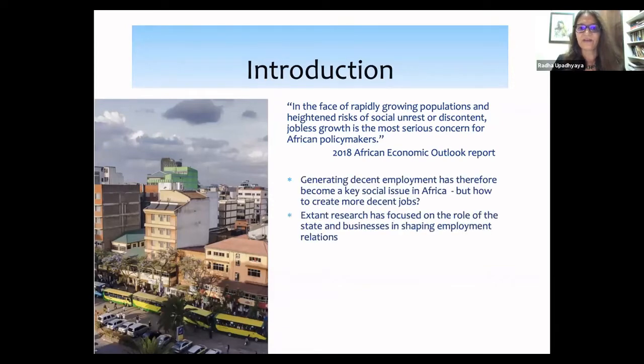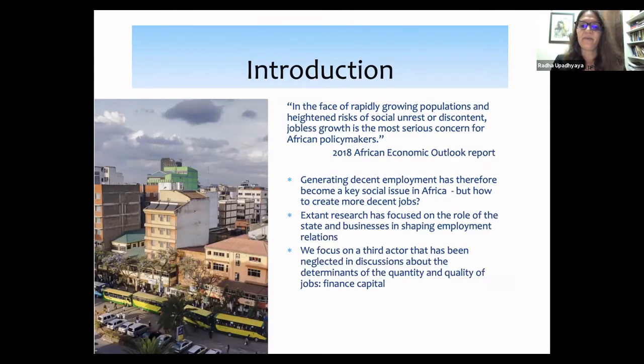So our research project begins with the key issue of generating employment and decent work in Africa. A recent African Economic Outlook report said that in the face of rapidly growing populations and heightened risk of social unrest or discontent, jobless growth is the most serious concern for African policymakers. So generating decent employment has now become a key social issue in Africa, but how to create more decent jobs? We show in this paper that the extant research is focused on state and businesses in shaping employment relations. And we focus on a third actor, which has largely been neglected in the discussion on the determinants of quantity and quality of jobs, and that's the role of finance capital.